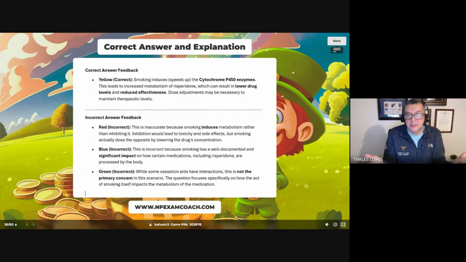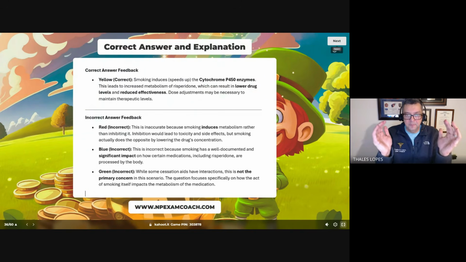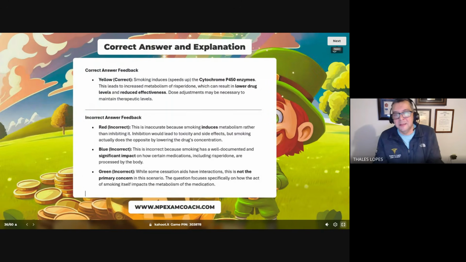The board is not going to ask you all of this. The board is going to ask you, what will you do? If the patient stops smoking, you decrease the dose. If the patient starts smoking, then you increase the dose. So you learn the basics and what matters for your action, or how you are going to apply this information to your patient.